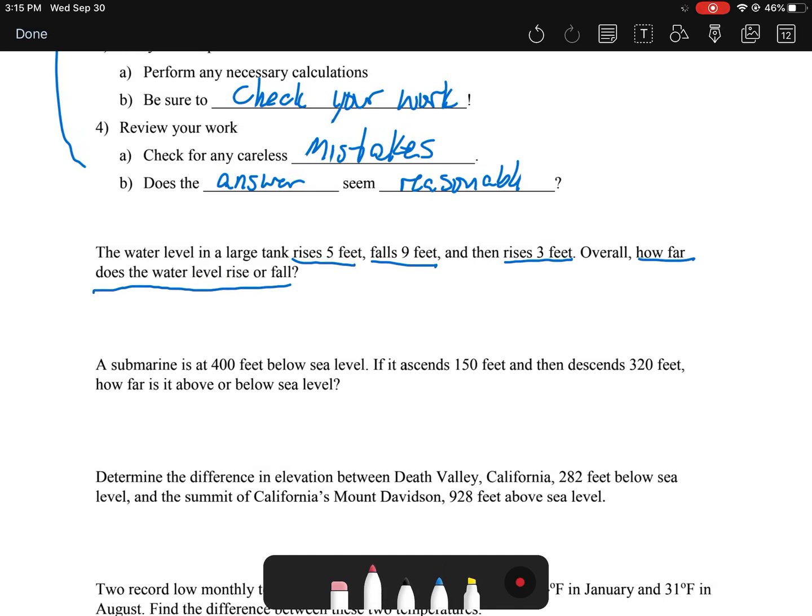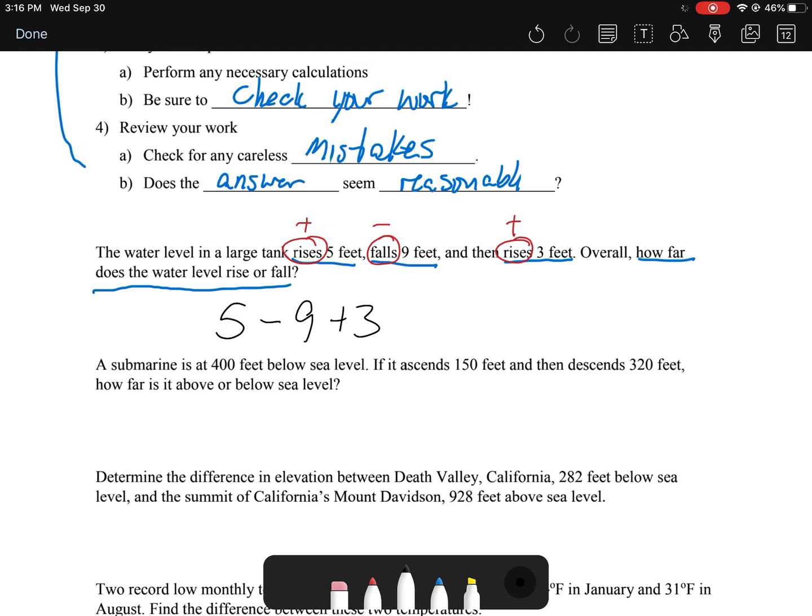Some key words I'm seeing here. Rise. That's going to tell me that my amount is going up, so it's going to be positive. Falls says it's going down, so we're probably going to be subtracting 9 there. And then again, we see rises 3. That's going up by 3, so we're adding again. So it seems here to me, I have plus 5, so positive 5. I'm subtracting 9, and then I'm adding 3.